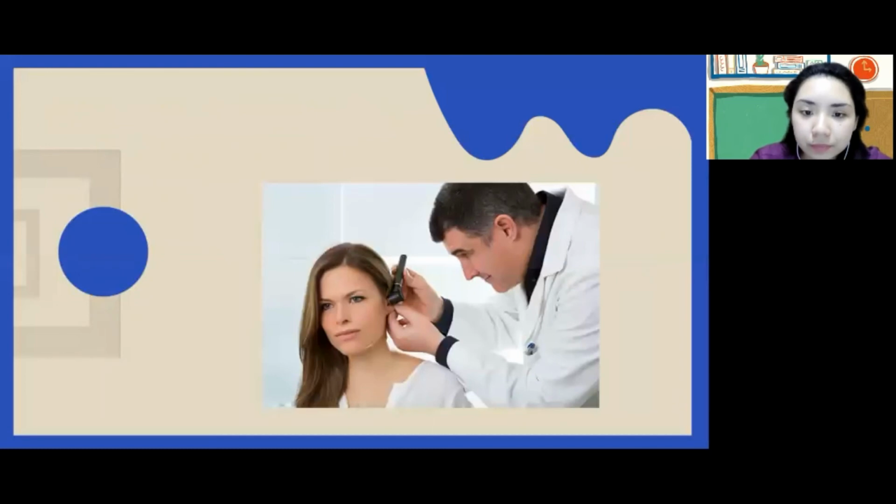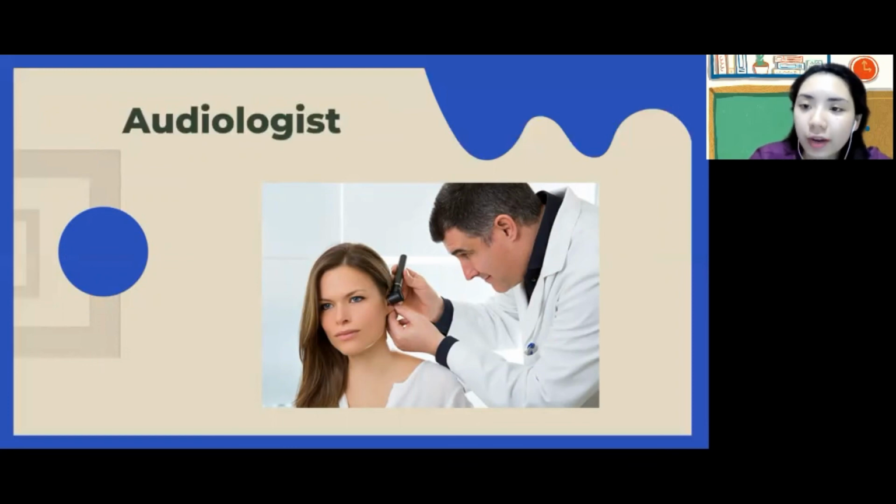So kana. Okay, next professional is an audiologist. So kana, CP patients may also be associated with other types of impairments. So this may include hearing impairment. So that's why an audiologist is also an important part of the team.